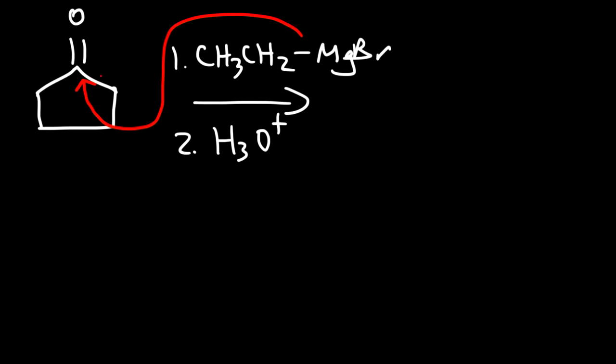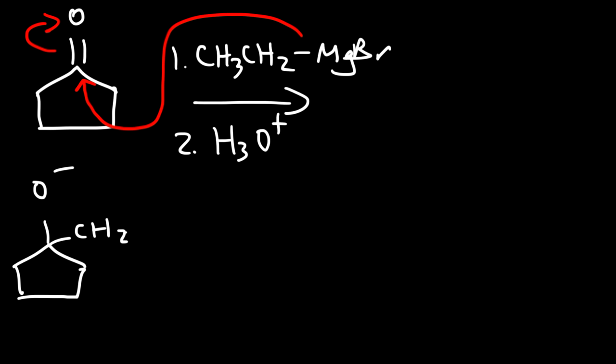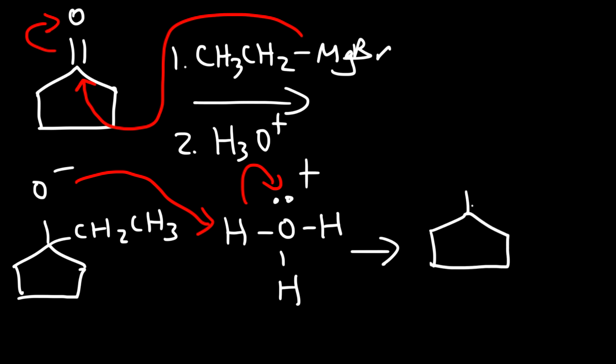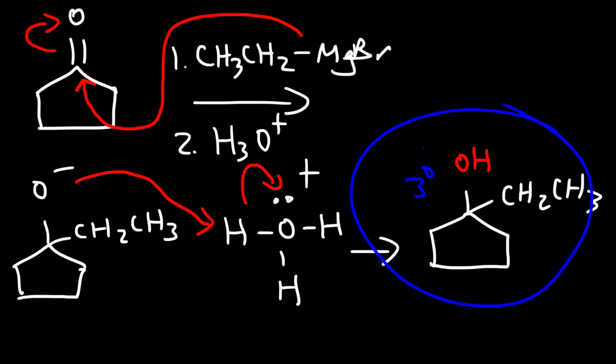So the ethyl group will attack the carbonyl carbon. And so we're going to get an alkoxide ion that looks like this with an ethyl group attached to it. And then in the last step, we are going to protonate the alkoxide ion. And so as you can see, the end result is a tertiary alcohol. So the Grignard reagent is useful for converting aldehydes and ketones into alcohols by the addition of an R group, such as an ethyl group, a methyl group, or so forth.